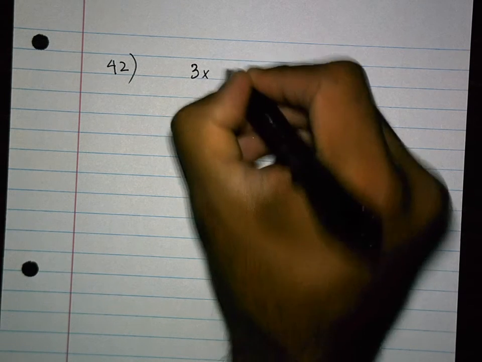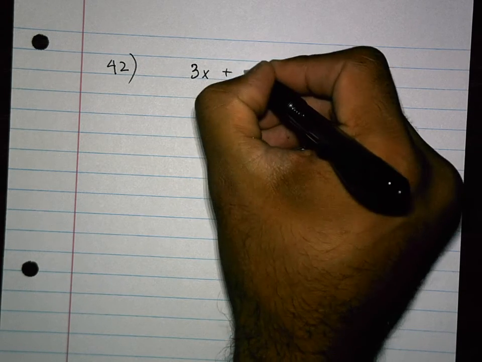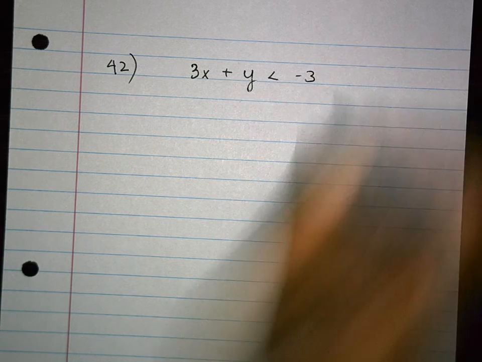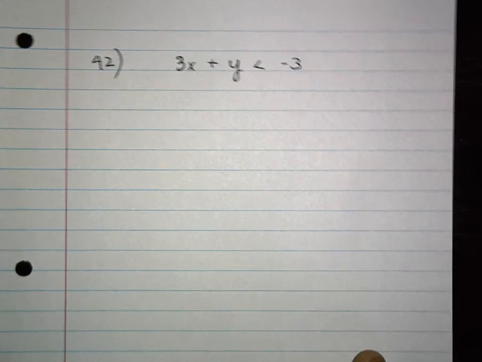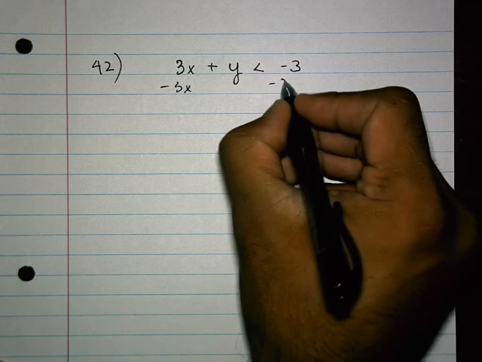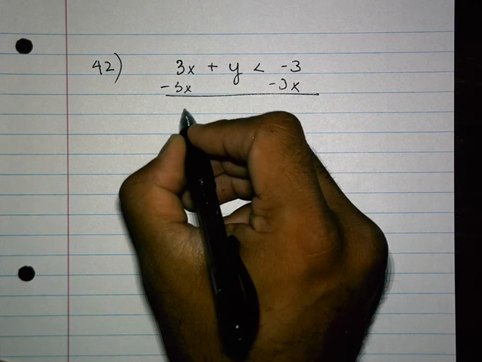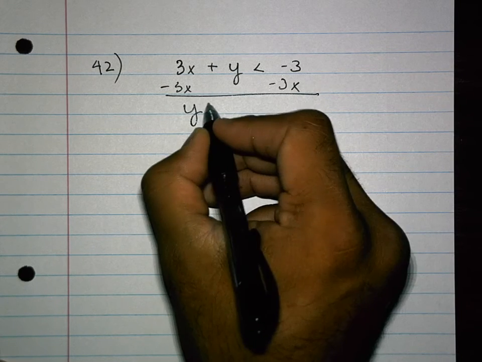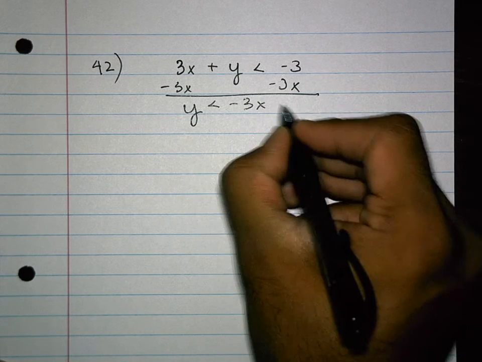42 says graph the inequalities, and so this is what I get. Okay. So when it comes to graphing, and we're talking about linear equations, or in this case inequalities, we like to use slope-intercept form, or y equals mx plus b, or the inequality equivalent. So I'll subtract 3 from both sides, and I get this.